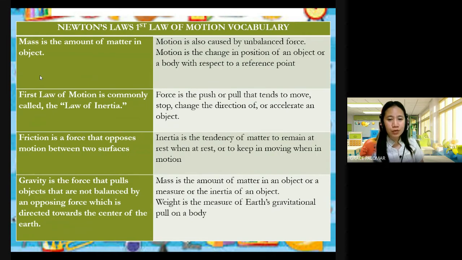Motion is the change in position of an object or a body with respect to a reference point. Force is a push or a pull that tends to move, stop, change the direction, or accelerate an object. Inertia is the tendency of matter to remain at rest when at rest or to keep moving when in motion. Mass is the amount of matter in an object or a measure of inertia of an object. On the other hand, weight is a measure of the Earth's gravitational pull on a body or object. So the following terms can also be found in your self-learning module.